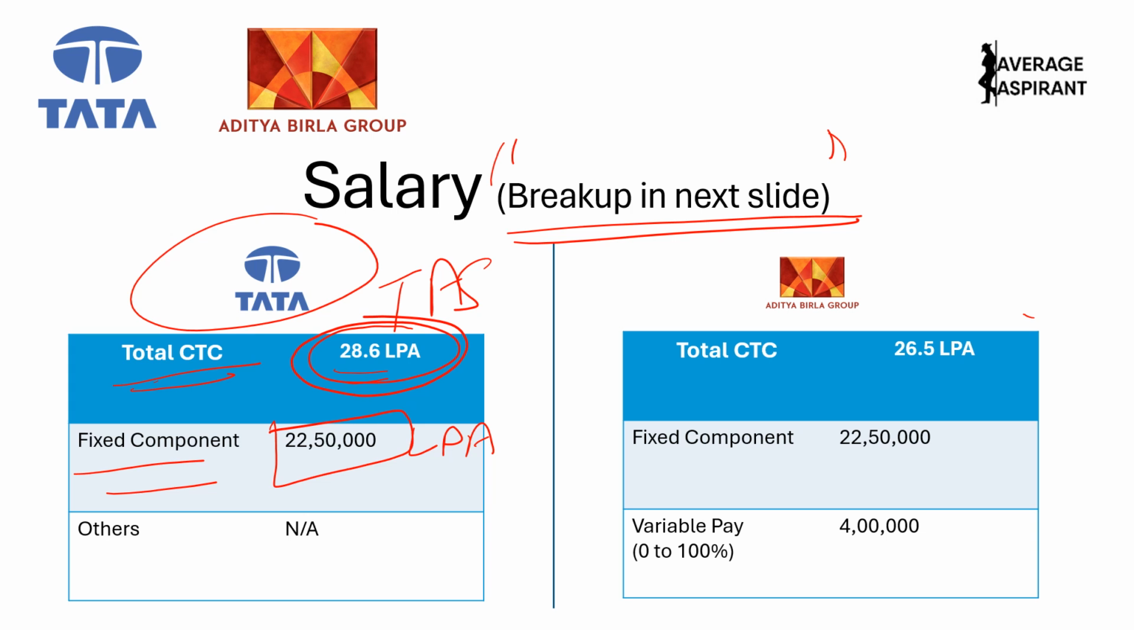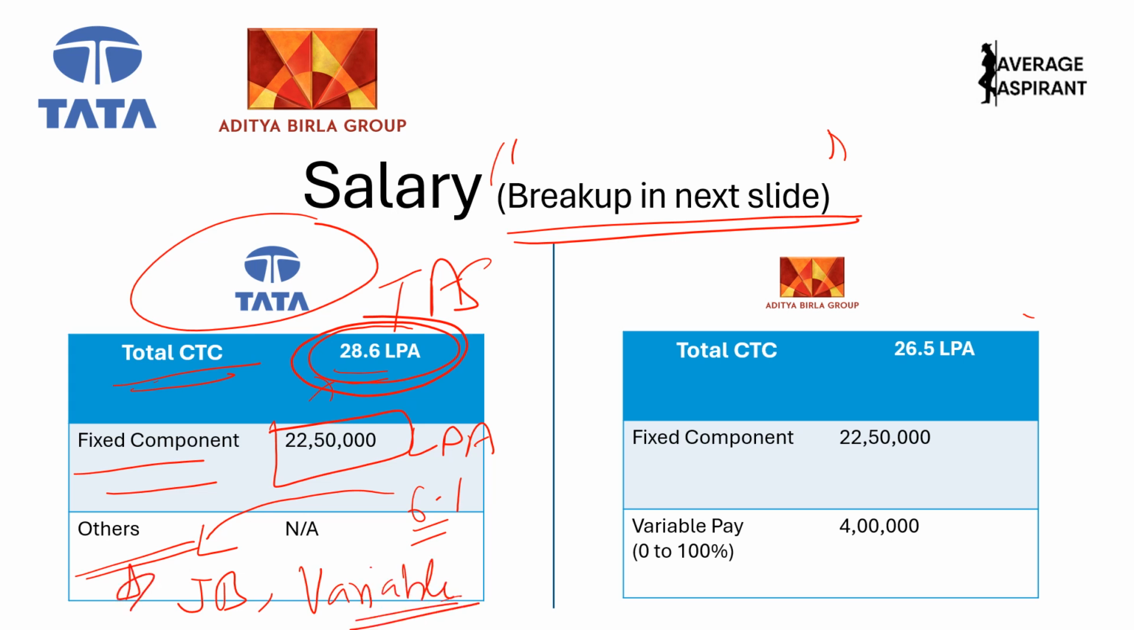Now the other 6.1 lakhs, I don't have the information, so I have given it in others. It could be joining bonus, JB. Stocks, I don't think TAS gives any ESOPs or stock options, or it could be the variable pay. I don't have any information on this, so that's why I have kept it in others. But this is the fixed component, 22.5.